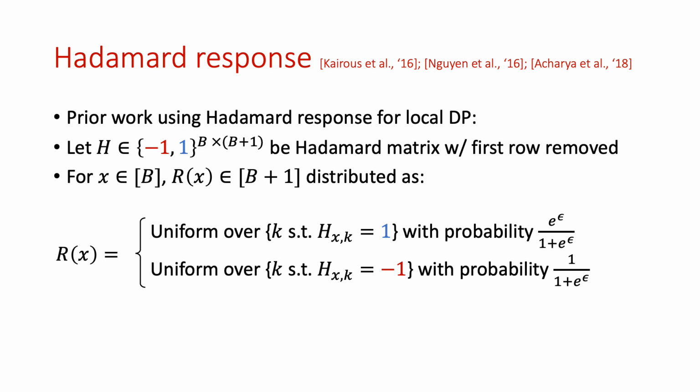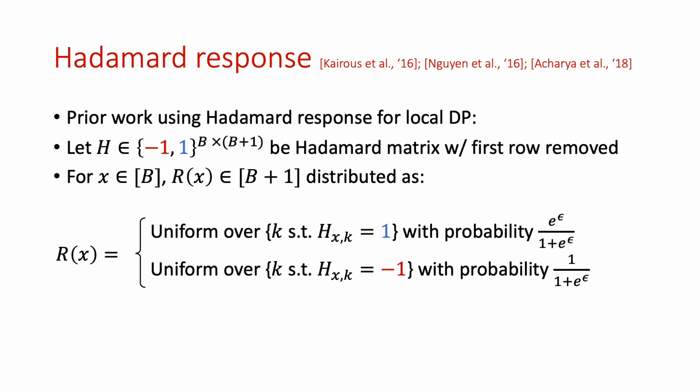And for the rest of this talk, I'll focus on our protocol based on the Hadamard response. You can see our paper for the protocol based on the Count-Min sketch. So I'll begin by introducing the Hadamard response, which is actually a locally differentially private protocol for frequency estimation. For simplicity, let's assume that the domain size b is 1 less than a power of 2.